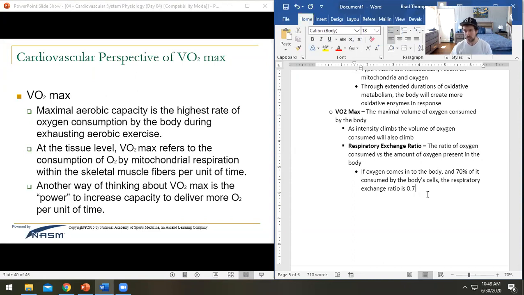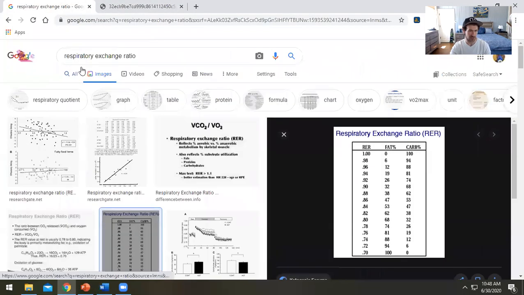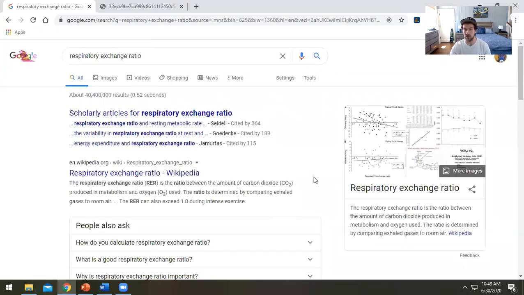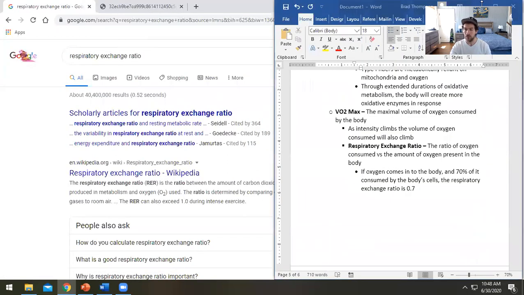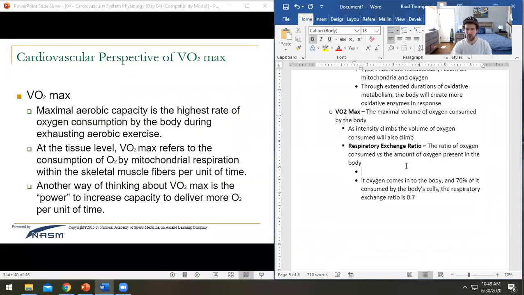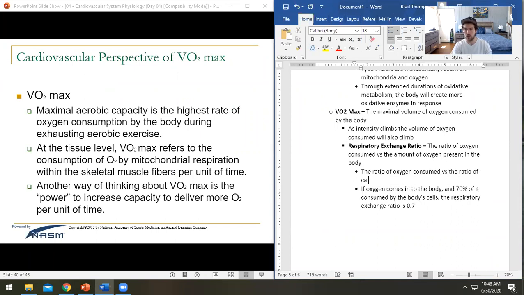So you're consuming any oxygen present, as well as possibly any oxygen reserves. That's where occasionally you'll see it go above 1.0. So, yeah, that's how I want to define that. I want to make sure I have the right definition there. That's also sometimes known as your RQ. But actually, here we go. It is the ratio of oxygen consumed versus the ratio of carbon dioxide expired.